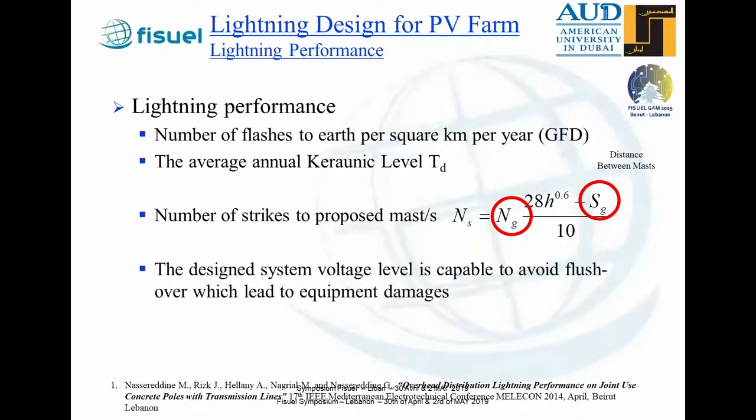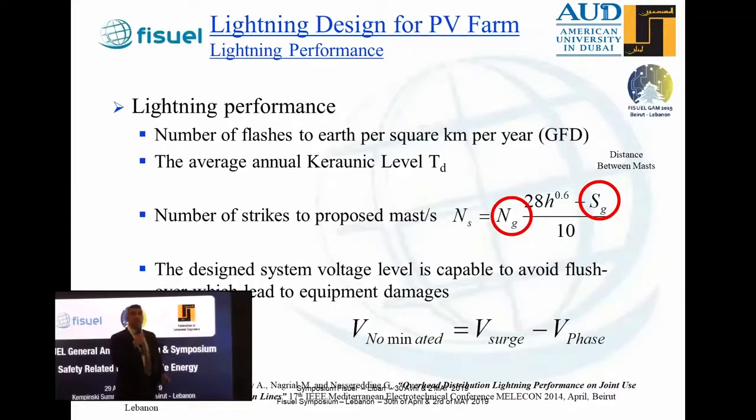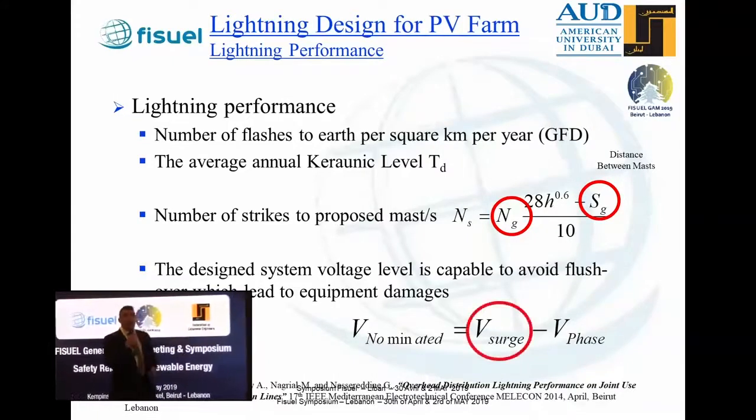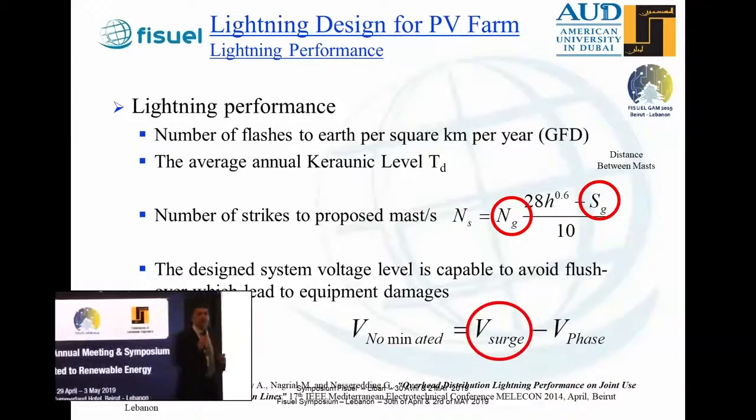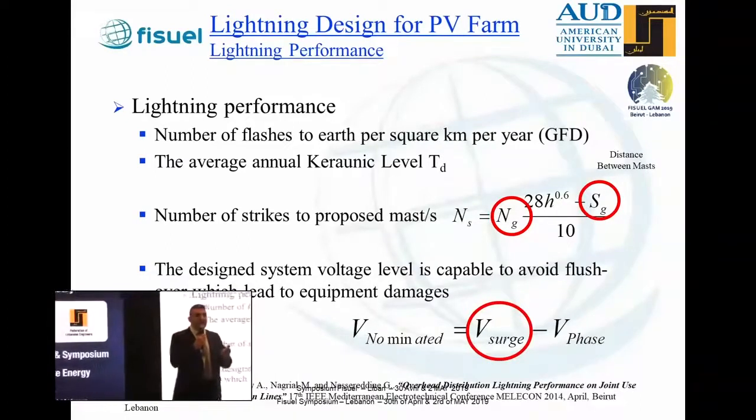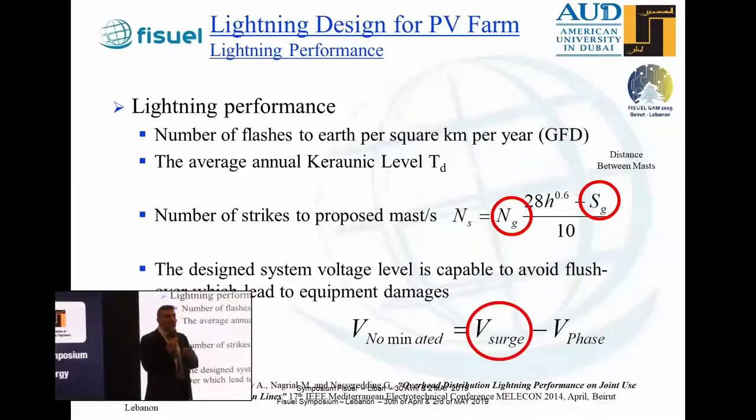The final element that you need to do when it comes to lightning performance assessment is you need to make sure that your nominated voltage, whenever you design a system, you have an insulation level. You need to make sure that the insulation levels comply with the surge voltage. What's the surge voltage for lightning? When a lightning hits the ground, that's the most important element for us.